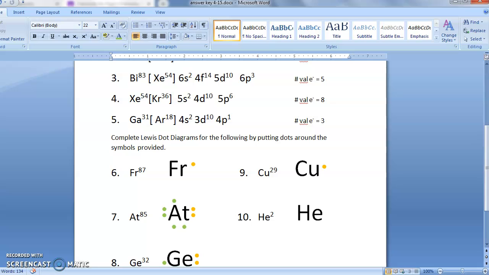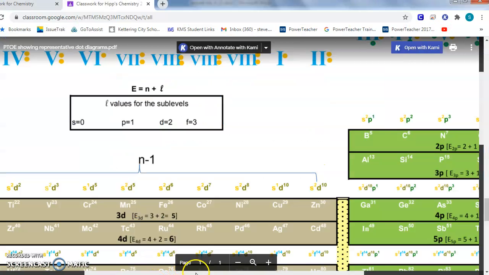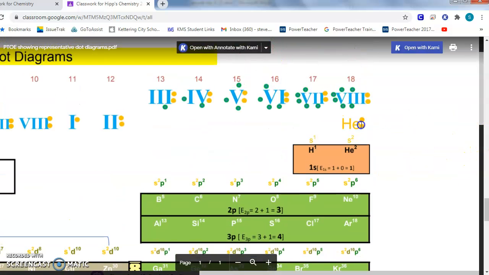This should be a very easy one. Helium's number 2, so it only has 2 electrons. So it can only have 2 total electrons, and we would know that they would both be in the 1s. And the only reason we're doing helium is to show you that helium is a noble gas. Helium's dot diagram is actually already on here.